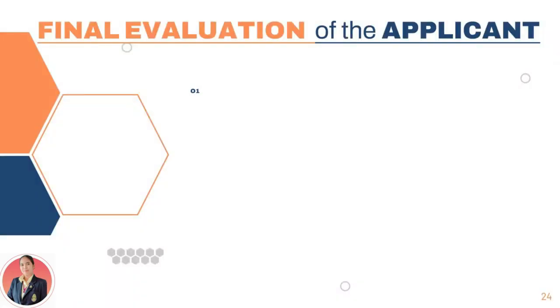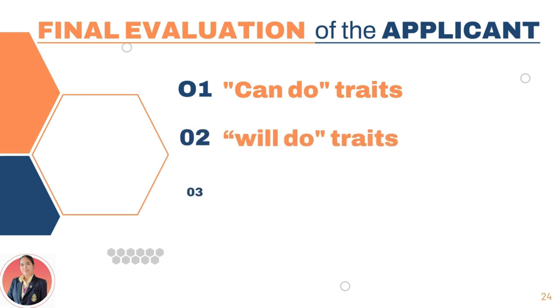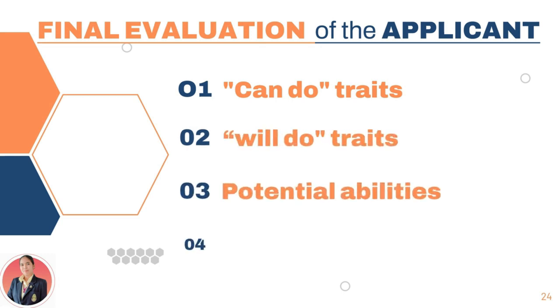How is the final evaluation of the applicant made? After completing the interviews, tests, and other fact-finding procedures, the employment officers make the final evaluation of the applicant, the total person who will work for the agency. The following are considered in the final evaluation. First, the can-do traits. Second, the will-do traits. Third, potential abilities. And lastly, the danger signals.